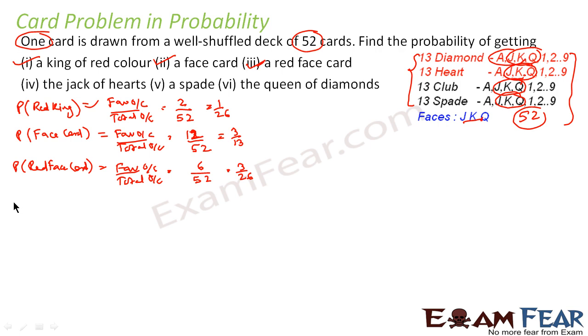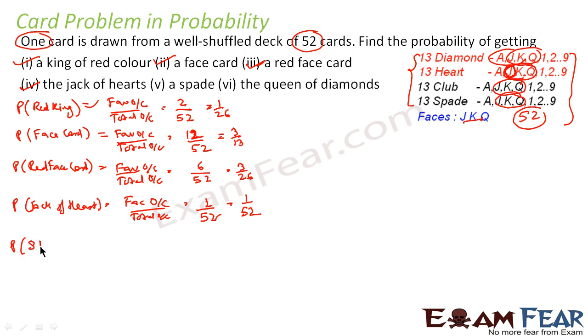Then we have Jack of Hearts. So let's say probability of Jack of Heart. Jack of Heart we have only one, this one, Jack of heart. So here also same formula, favorable outcome by total outcome. So favorable outcome is 1 here because only one Jack of heart and total outcome is 52. So the answer is 1 by 52. This problem is also solved.